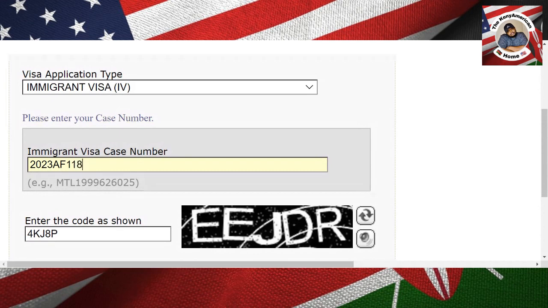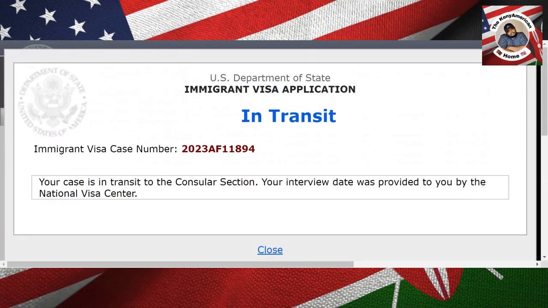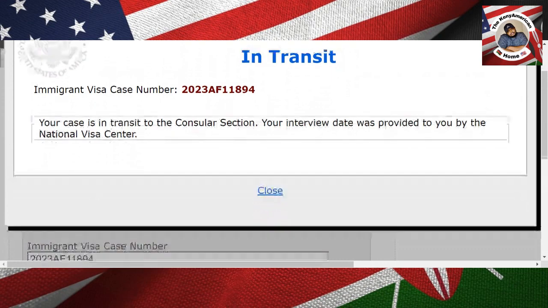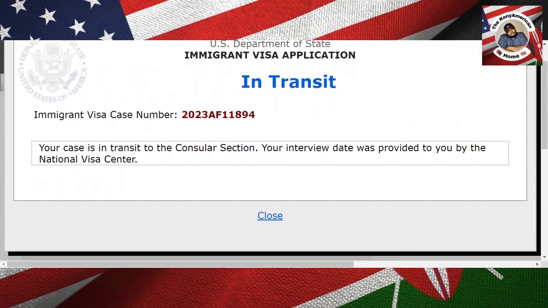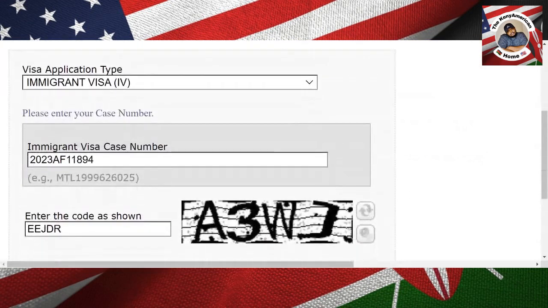So let's look at one such case. This is EEJDR, and do enter. Let's go up. Yeah, so this case is in transit, and it should be ready for an interview soon. So in transit is really the second phase of cases.